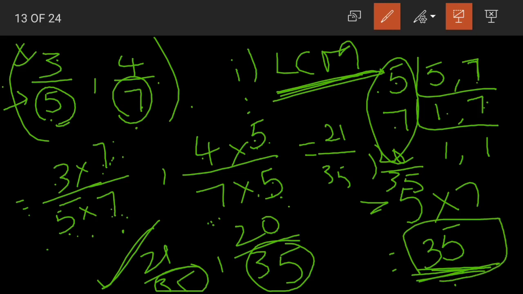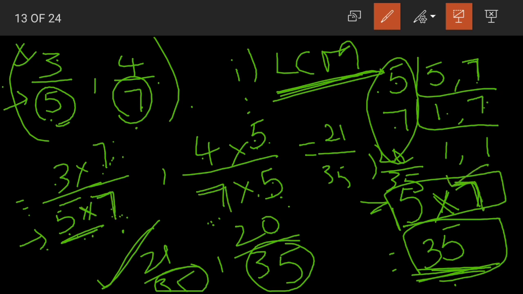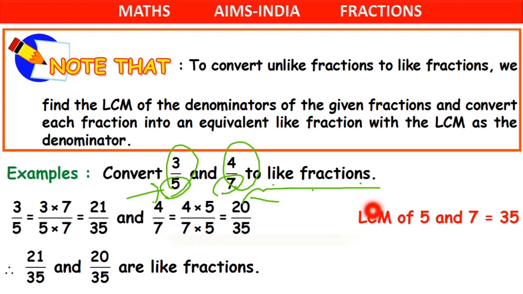Or another thing we can do here is, we have 5 only here. Now if you look at the LCM, it is 5 into 7. So 7 is missing. So multiply it with 7. In the same way, here we have only 7. 5 is missing. So multiply with 5. Both the numerator and denominator, multiply it with 5. Understood students? This was about converting like.